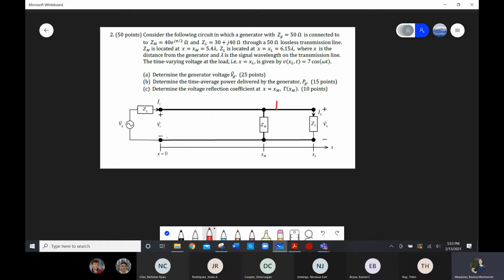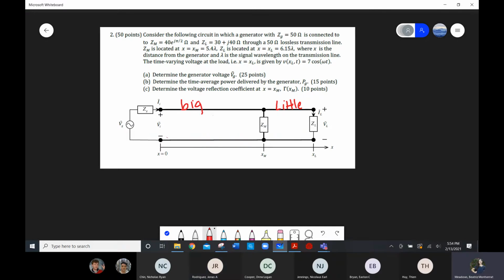Okay, everybody kind of sees this. And I know you haven't learned impedance matching. That is not a problem. You should be able to work this problem because it's just two transmission lines stuck together.